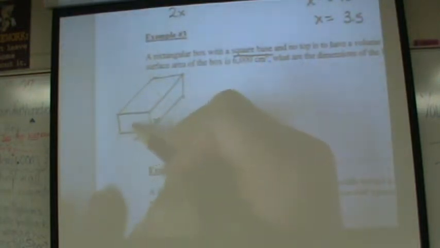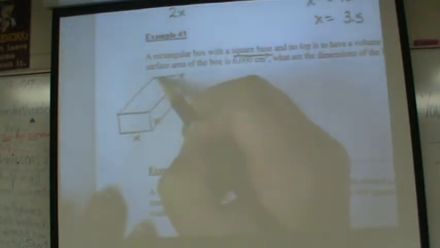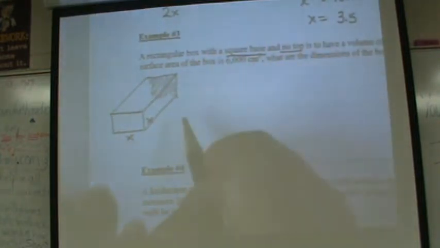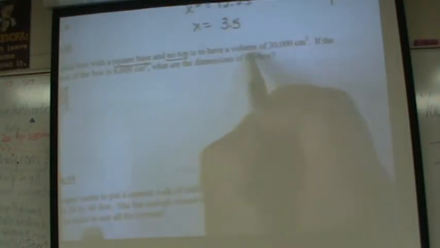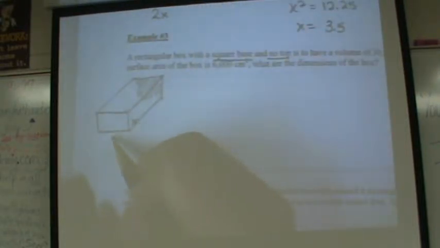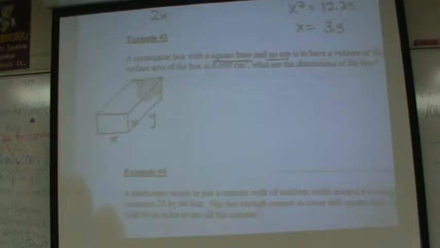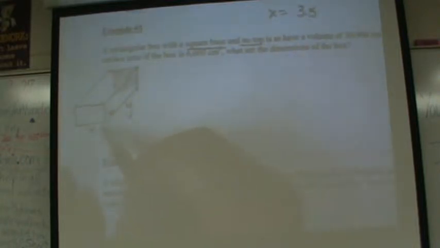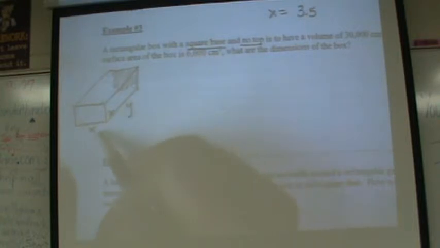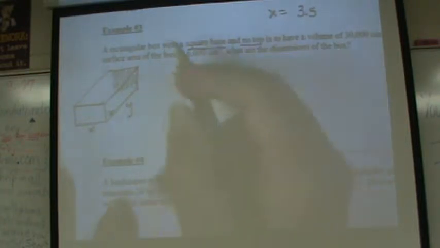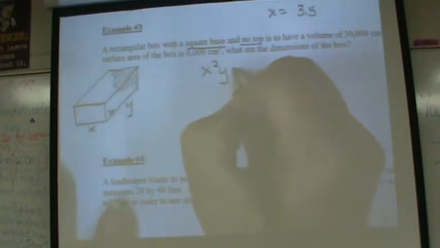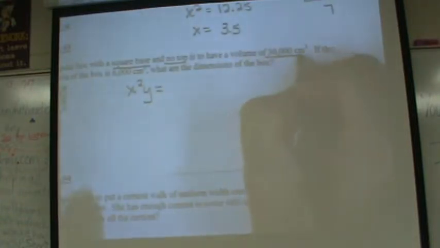So this has no top. So pretend like there's no top there. It says no top. So they're talking about the volume of this box. And if the two dimensions here are both the same, x and x, and we don't know what, we're going to use a different letter, y. So how do you express the volume of something? What is the definition of volume? Length times width times height. So what would be x times x times y? It would be x squared y. In our volume, it says is 30,000.